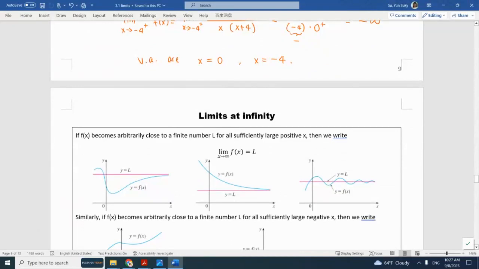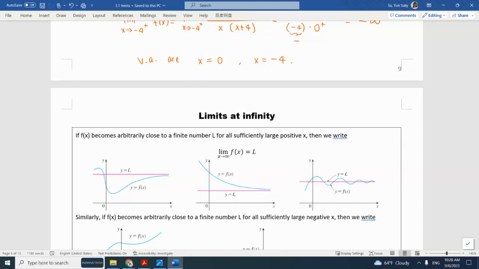If f of x becomes arbitrarily close to a finite number L for all sufficiently large positive x, we write the limit as x goes to infinity of f of x equals L. And you can look at this picture. This y equals L is a horizontal line, right? We are approaching it from the bottom, and here we're approaching it from the top. And here you can have some picture like this, like you remember the sine, cosine, and if you multiply by something, it's getting close to 0, and this is the picture. It looks like this.